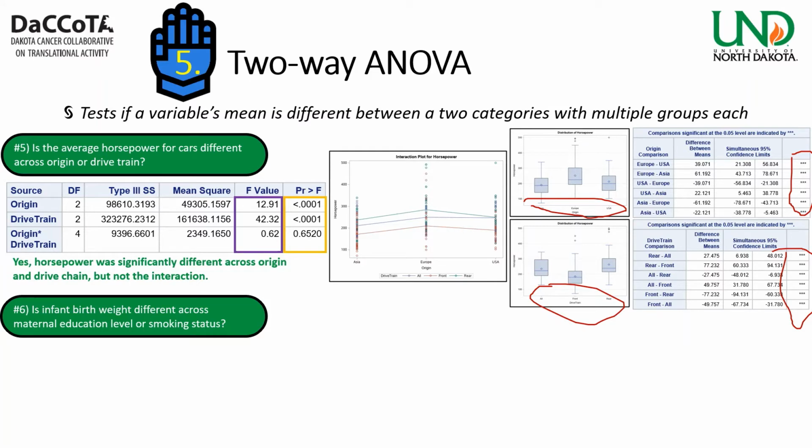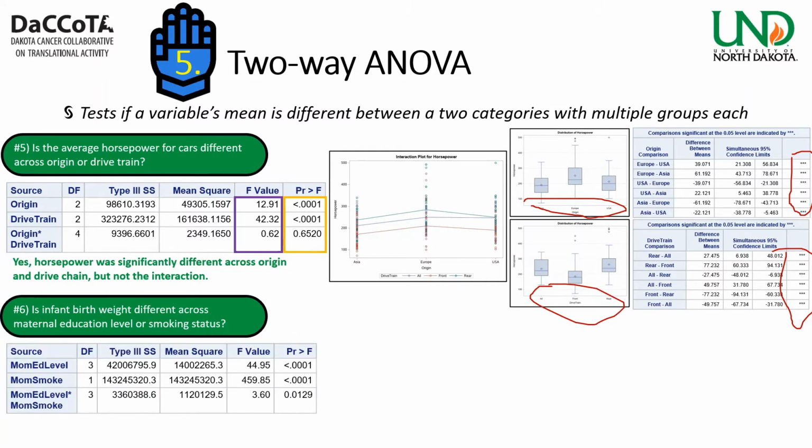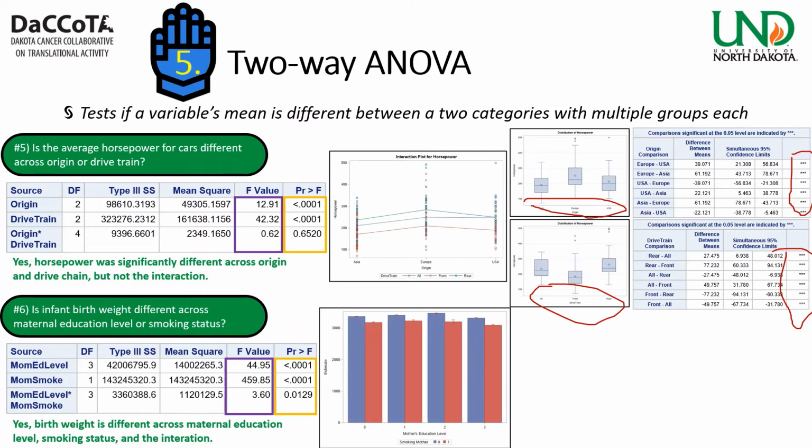Let's look at birth weight again and maternal education level or smoking status. Looks like all of these were significant, even the interaction. And that's why I went through the effort to plot a more complete bar graph showing that across the board, smoking mothers had lower infant birth weights than non-smoking, and it looks like education level has an effect too. Education level 2 seems to have the highest compared to the other ones, but I think these are all different.